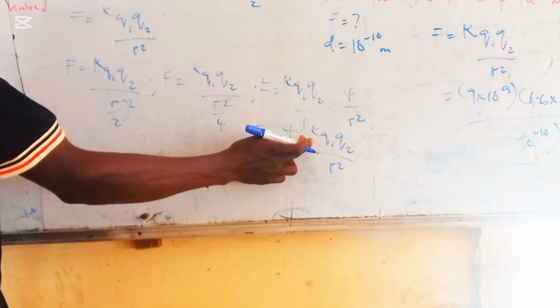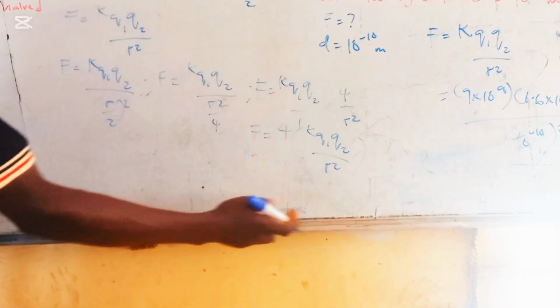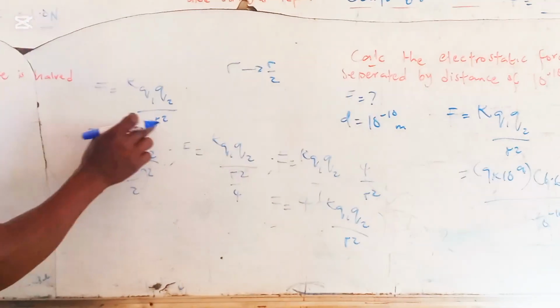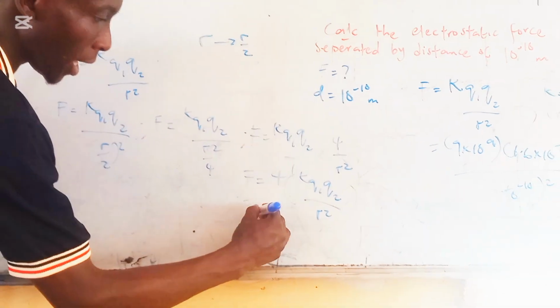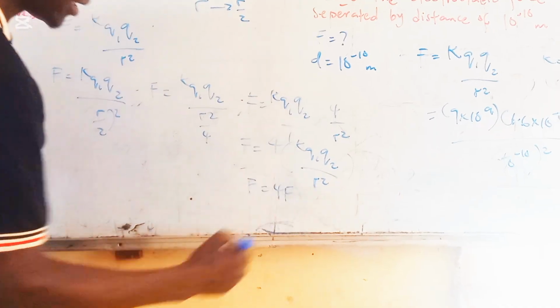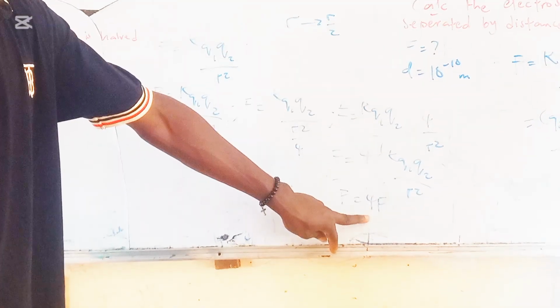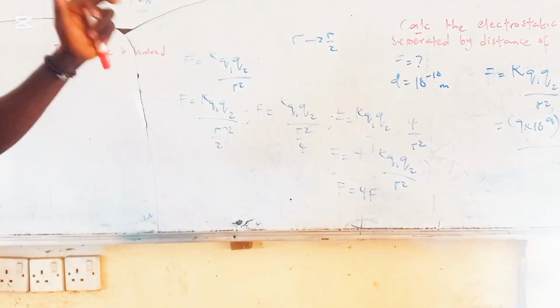And we know that kq1q2 over r squared is also known as F. At the initial stage we said F equals kq1q2 over r squared. So that means that our F will be 4F. That means when the distance is half, the force will be 4 times.